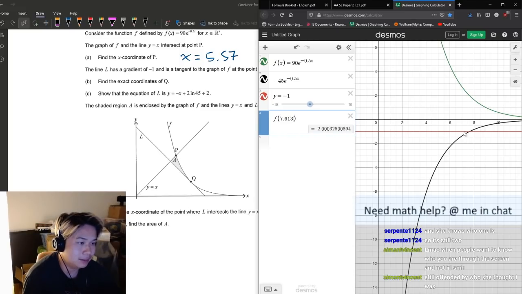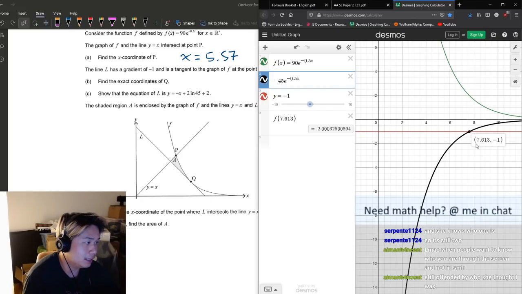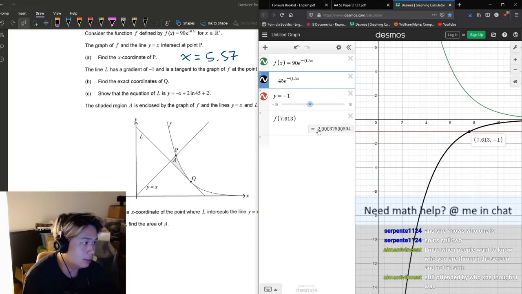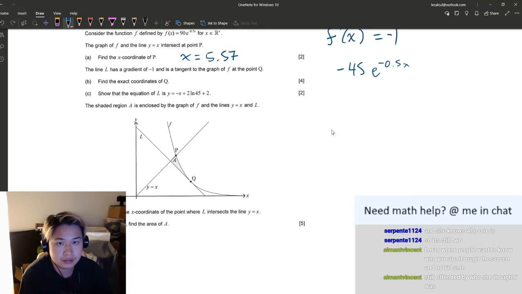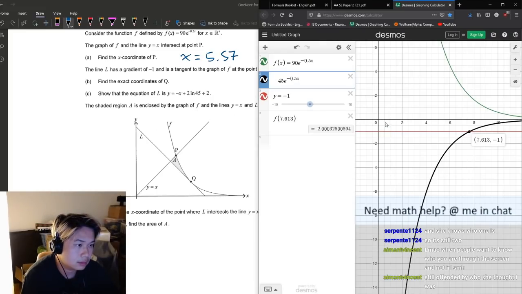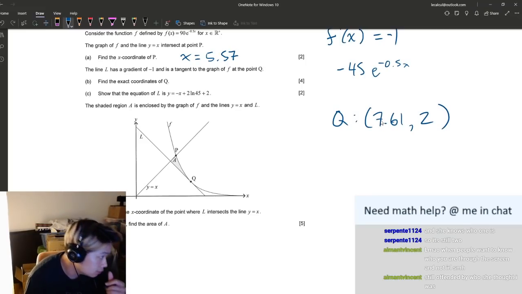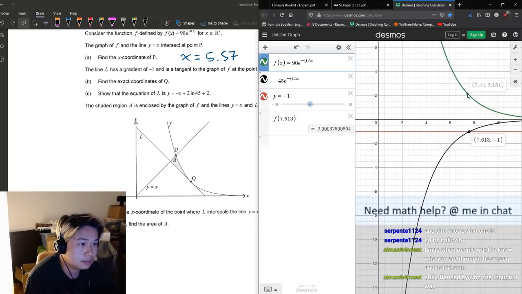Alright, so let me explain what I did. I found the x value for where the gradient is -1. And then I'm taking that x value and plugging it into the original function because the question wants the coordinates of Q. So this is the y coordinate of Q. It's at 2, more or less. So Q is 7.61 and 2. Yeah, it looks like about 2.